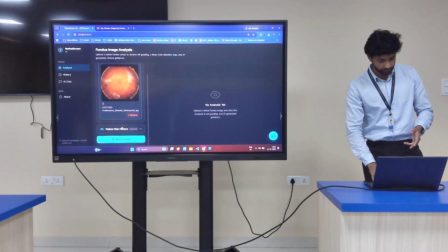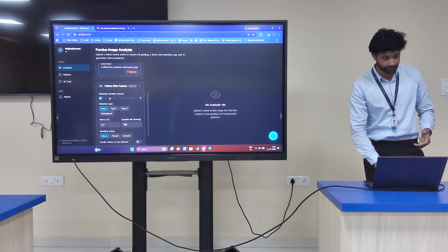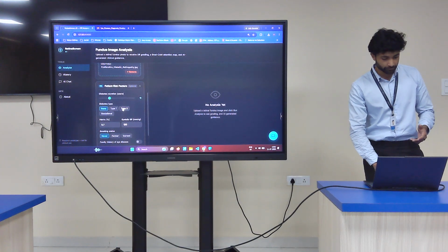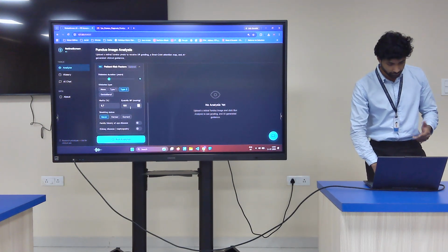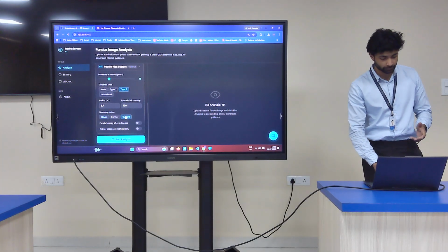It also has a form for giving the risk factors. For example, you could give the diabetic duration, the type of diabetes, HbA1c, blood pressure, and it also checks your smoking status.